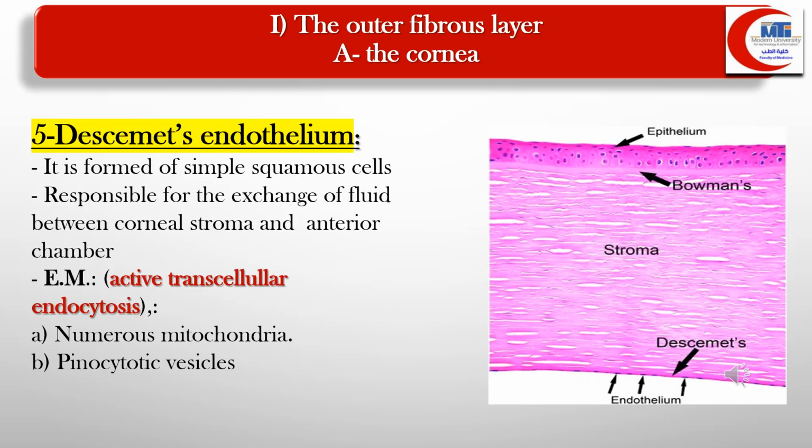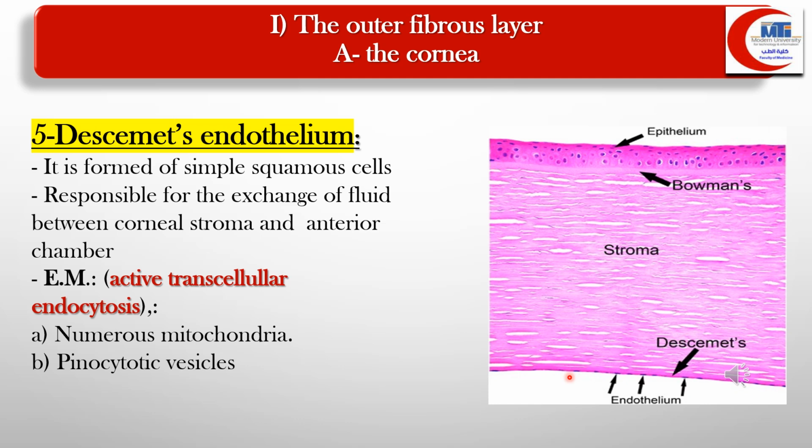The Descemet's endothelium is formed of simple squamous cells lining the inner surface of the cornea. It is the innermost layer of the cornea, lining the inner surface of the cornea. It is responsible for the exchange of fluid between the corneal stroma and the anterior chamber.